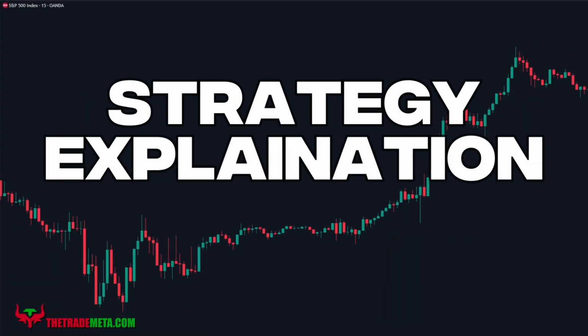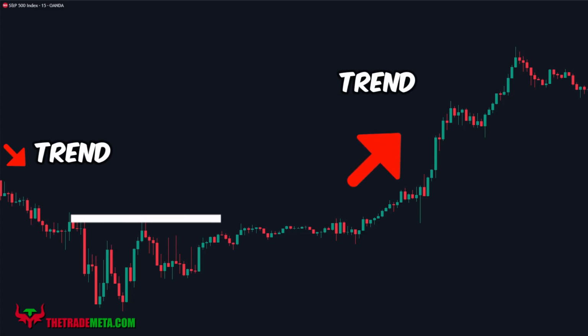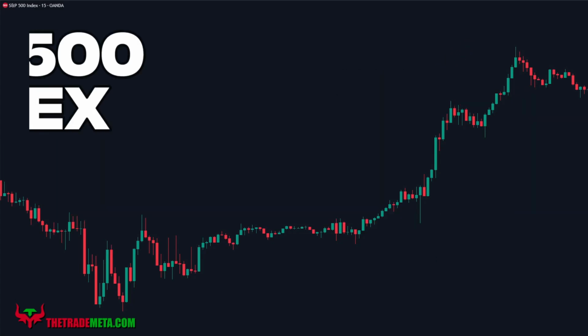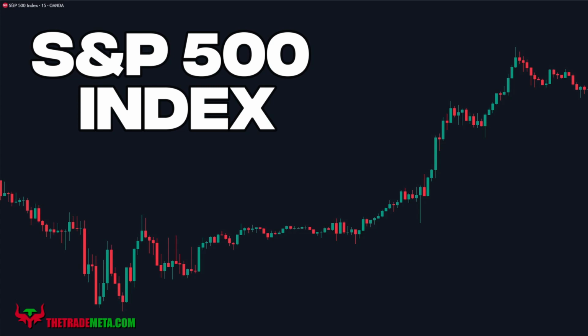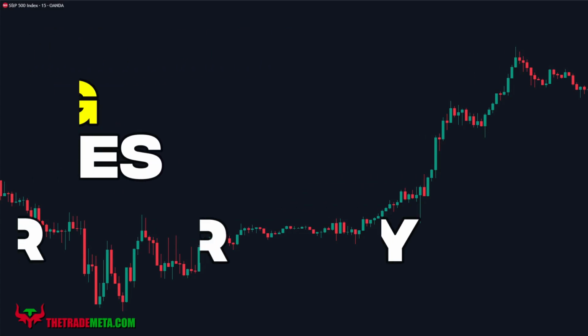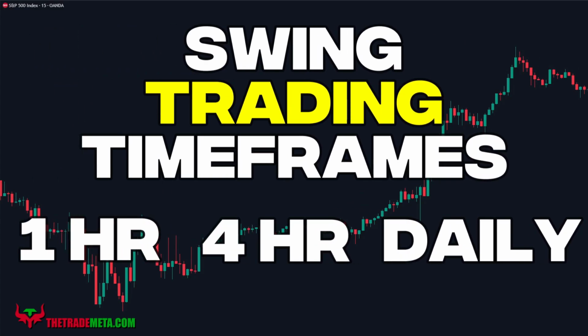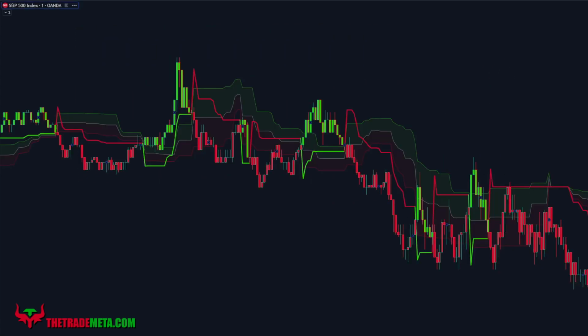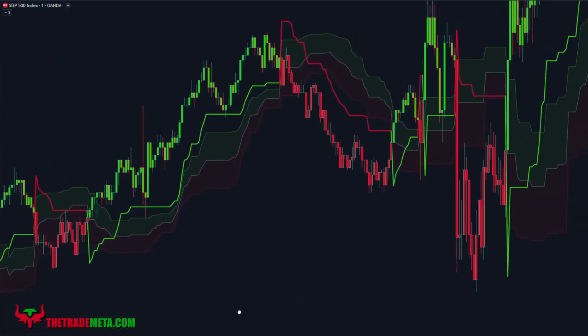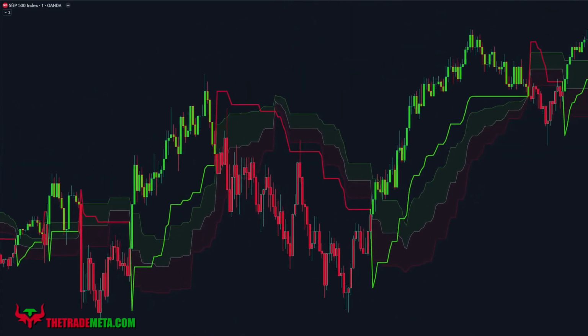All right, this strategy works best on assets that trend and break out frequently. So for this example, we're going to be looking at the S&P 500 index, and we're going to be on the 15-minute chart. The hourly charts, the 1 hour and 4 hour, are also really good for this strategy if you're interested in swing trading. Unfortunately, if you go down to lower time frames with this indicator, you'll get a lot of false entry signals and it doesn't look pretty.